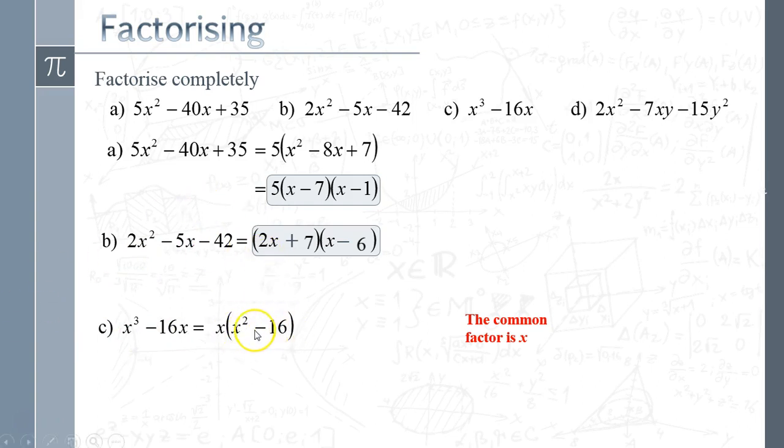And again, this is one where I've got the middle term missing. I've got an x squared there, I've got a square number there. So I'm thinking difference of 2 squares. So that's going to be x plus 4, x minus 4.